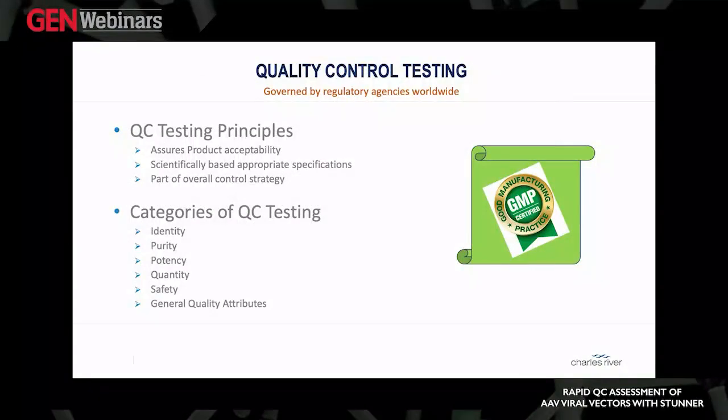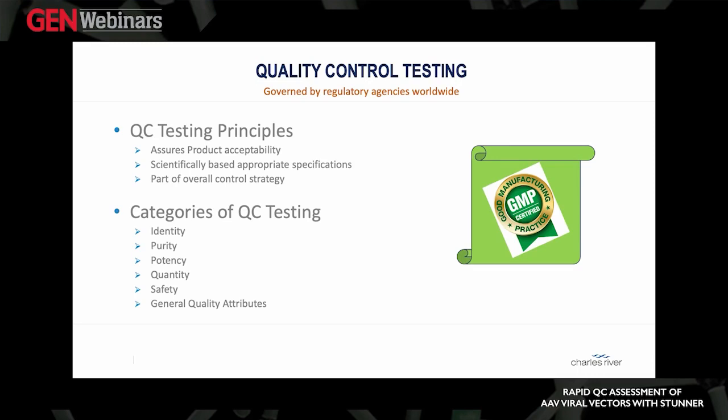But regardless of the modality, all drug products intended for humans must be manufactured under current good manufacturing practices, including quality control testing as governed by regulatory agencies worldwide. And although differences may be present, they all call out the same testing principles. 1. The test performed assures product acceptability. 2. The data obtained from the test must fall within preset, scientifically based specifications. And 3, QC testing is part of an overall control strategy for the manufacturing program.